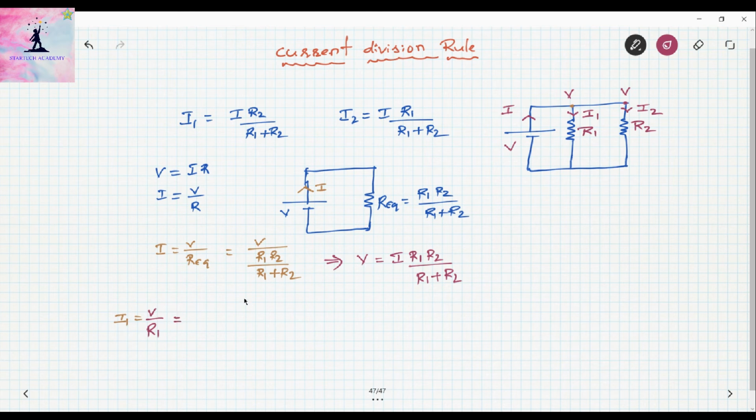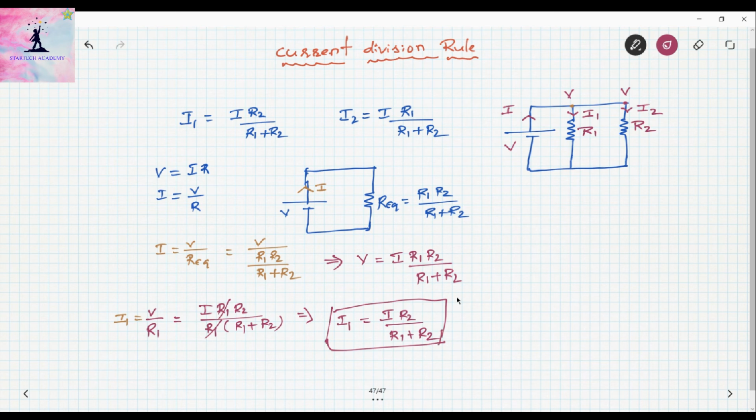Now substitute this V in this equation. If I substitute this, then it will become, what is V here? I into R1 R2 by this R1 into R1 plus R2. Here R1 gets cancelled. So now what is the result? That implies I1 is equal to total current into R2 by R1 plus R2. Okay, this is the current I1 in resistor R1. So this is the desired result I have got.